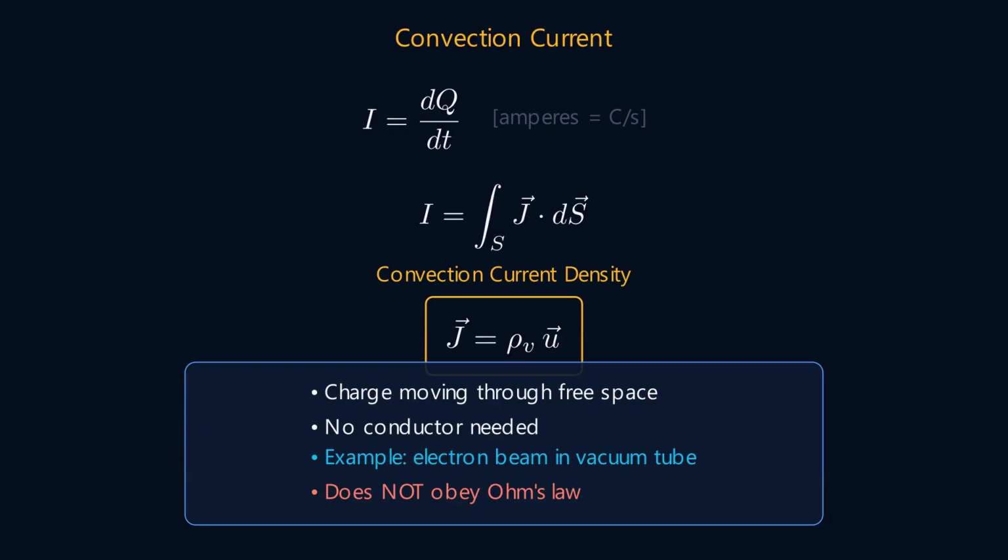First, convection current. This occurs when charge moves through free space. No conductor is needed. If charge density ρ_V moves with velocity u, then J equals ρ_V times u. A beam of electrons in a vacuum tube is a convection current. This does not obey Ohm's law.